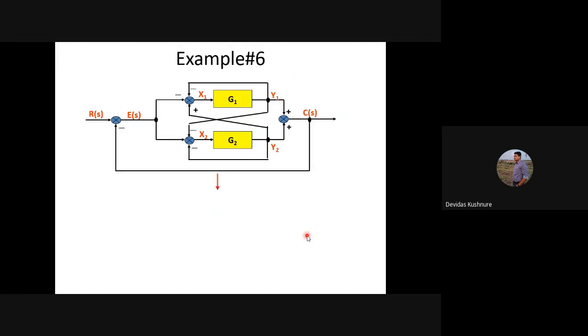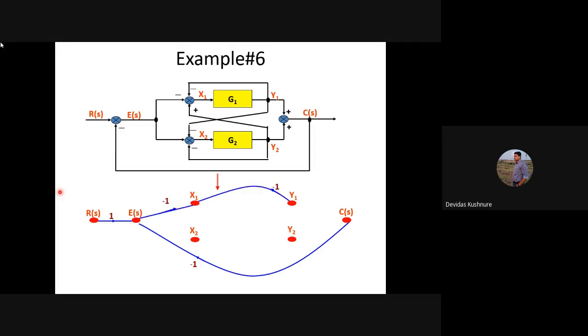And so this is one more example of how it is going to be converted. So R(s), U(s), X1, X2, Y1, Y2, and C(s). At E(s), we have 2 signals. One is coming from C(s) and one is coming from R(s). Right. So it has no gain, and this is negative, so the gain of this path is unity, and that unity is negative, right? So -1.